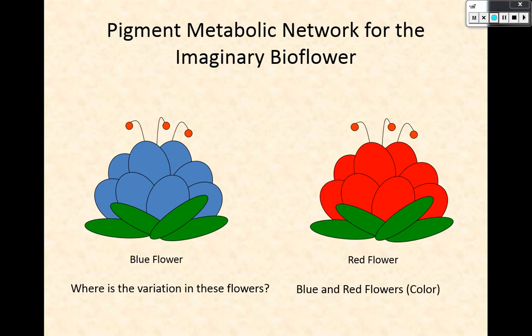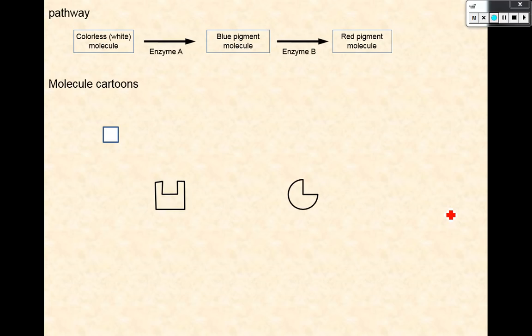Alright, so again, let's go back to this flower with the blue flowers and the red flowers. And remember, we had this pathway, so we had a colorless molecule going into enzyme A and becoming a blue pigment molecule, and then going into enzyme B and becoming a red pigment molecule. And now what we can understand from this is that enzyme A and enzyme B are made from 2 different genes. So there's a gene that makes enzyme A, there's a gene that makes enzyme B, and those are going to be separate genes. They may be on the same chromosome, they may actually not be on the same chromosome.